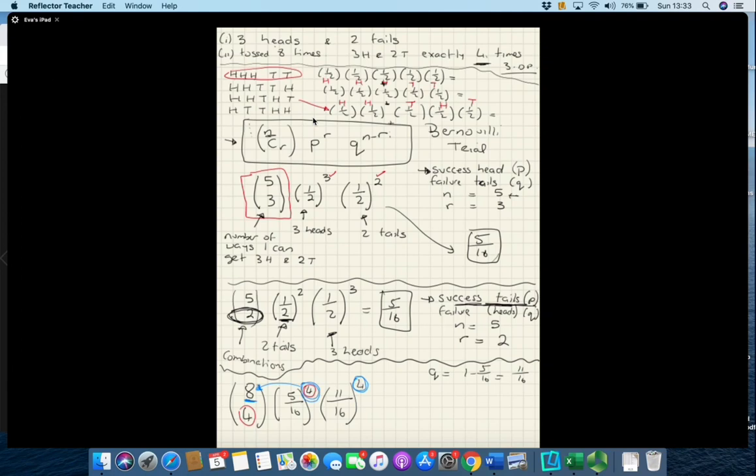Let me put that into my calculator. 8 choose 4 by 5/16 to the power of 4 multiplied by 11/16 to the power of 4. And for that I am getting 0.14913, to 3 decimal places, 0.149.